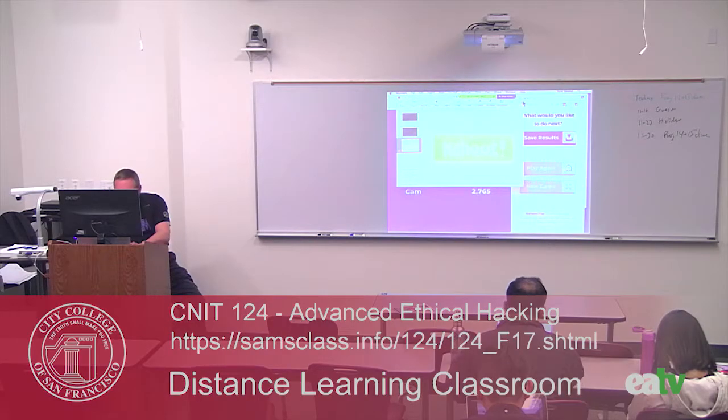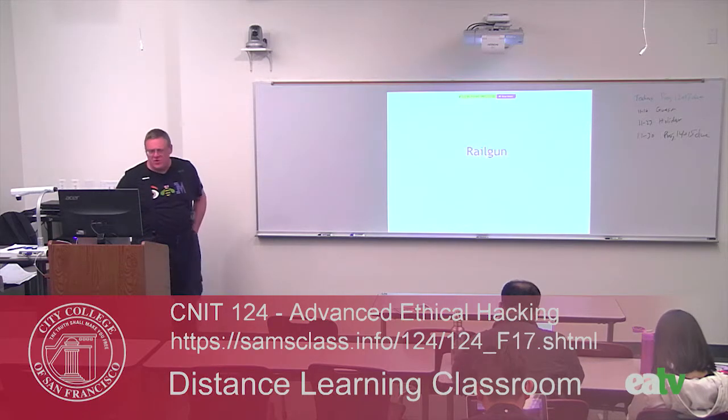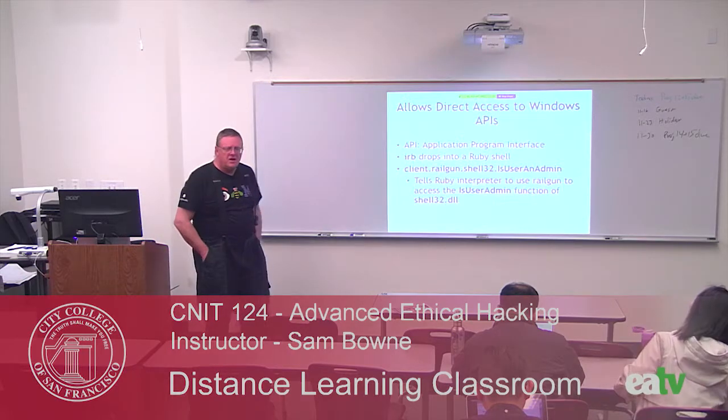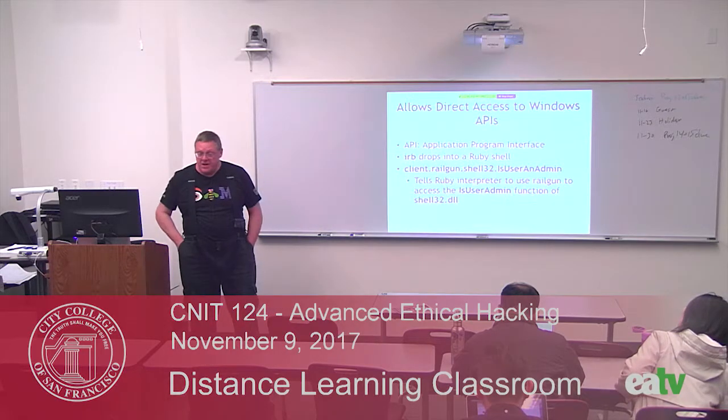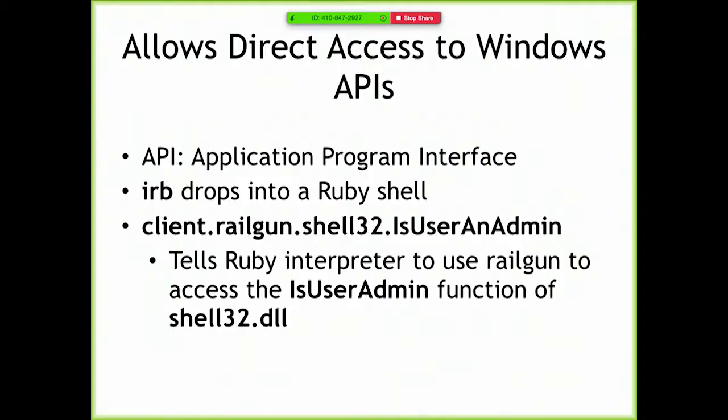So, Railgun is a feature added to Metasploit, and what this does is give you direct connection to the Windows API. Everything in Windows you do with the API, and if you take the malware analysis class or the exploit development class, we go through this in a lot more detail.